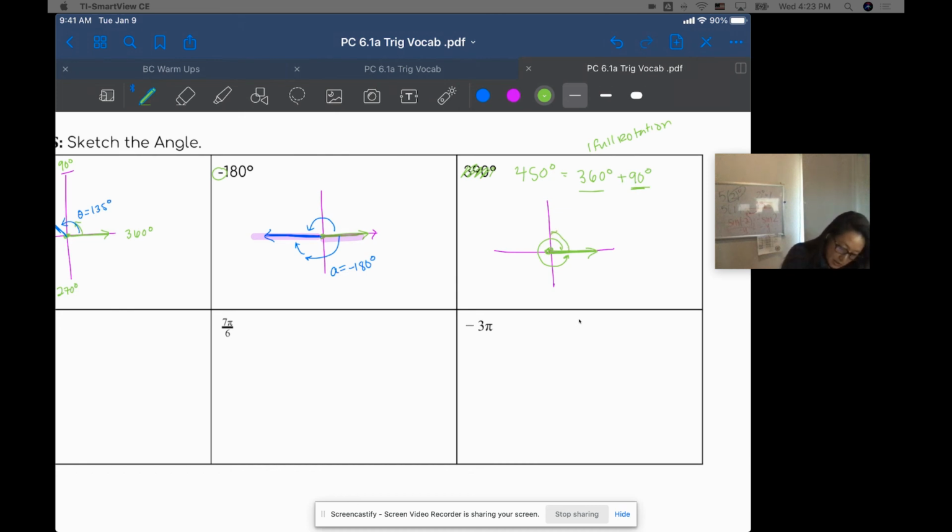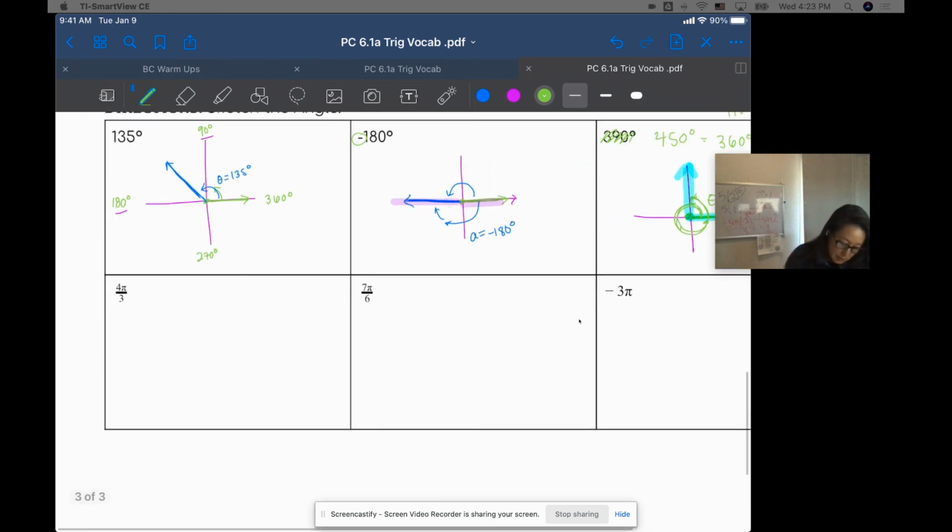So my initial side is on the positive x-axis, and then my terminal side is going to be on the positive y-axis. So the angle here, I'm going to mark it like this, really curly: one full rotation plus a little bit more. So theta is equal to 450 degrees. Coterminal angle of 90 degrees.